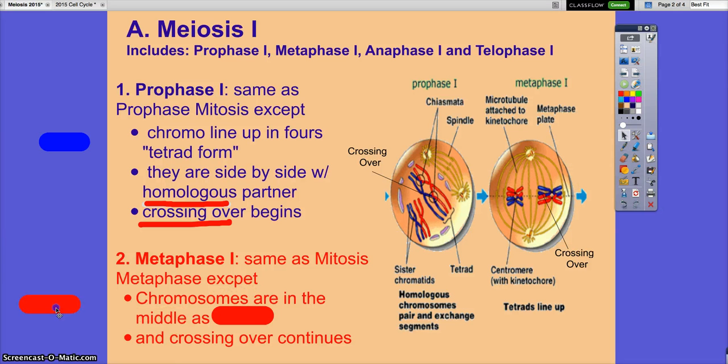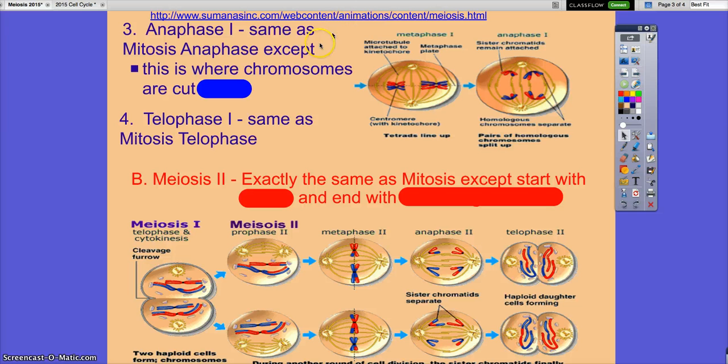In fours again. They're lining up as a tetrad or as fours, and the crossing over continues to happen. You look at the picture. More things start to happen. They're almost like pulling at each other's chromosome pieces or genetic material. So anaphase, same thing. The chromosomes are going to get pulled apart. Here's metaphase, here's anaphase. But this is the phase where the chromosomes start to get cut in half, okay?